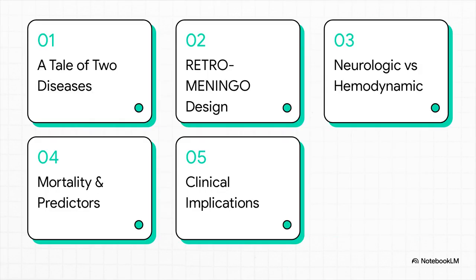So here's how we're going to break this down. We'll start with the main question they're asking. Then we'll look at how they designed the study to answer it. We'll get into the two distinct patient types they identified, look at the shocking differences in mortality, and wrap up with what this all means for those of us working in the ICU.